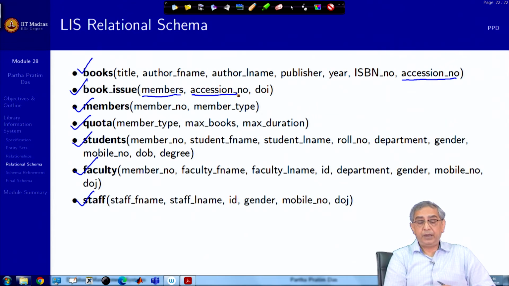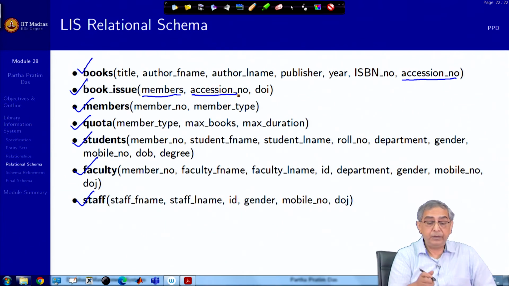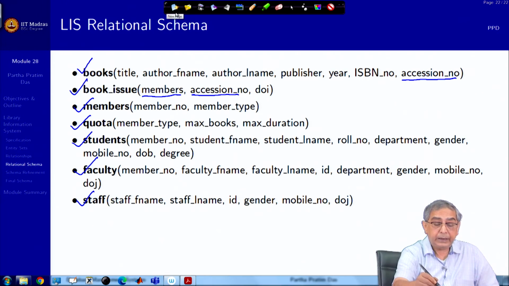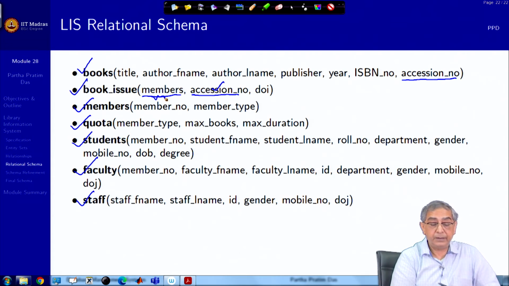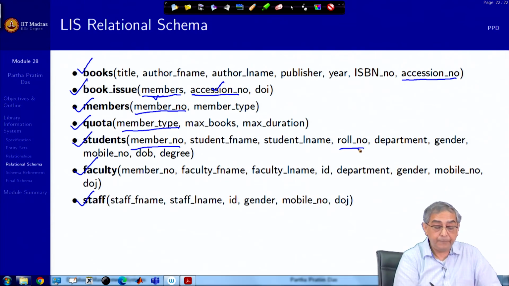Do both need to be key? No, right? You can only have the accession number, because there is a many to one relationship. You do not need this. Member number is a key, member type is a key. Here member number and roll number are keys, two different, not together.